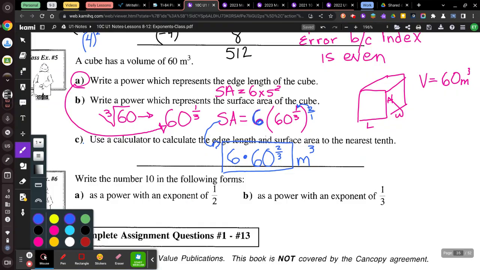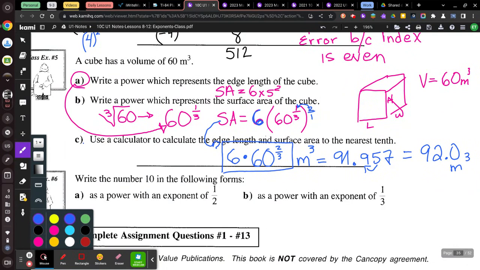So that means we've got 91.957. This 5 is going to round that 9 to a 10, which makes it 92. So the answer is actually 92.0 meters cubed. That's what the expression for surface area is.